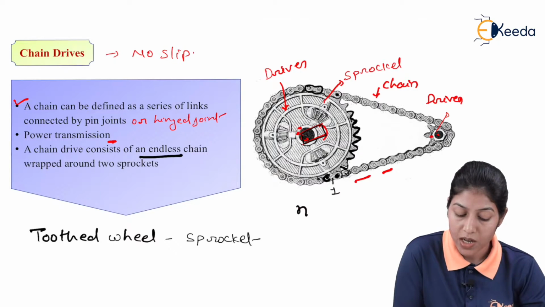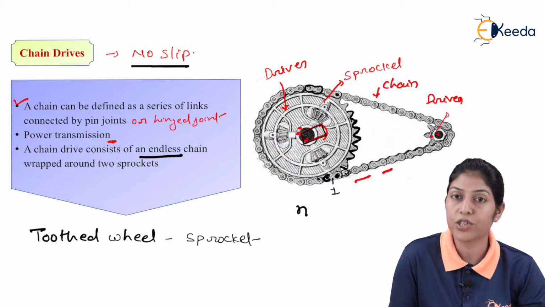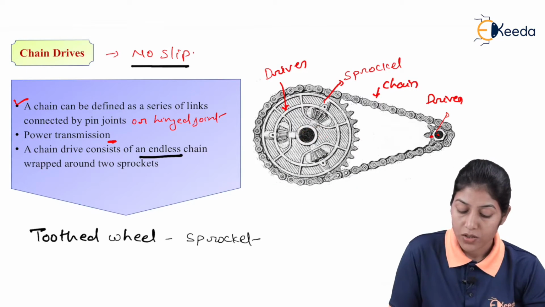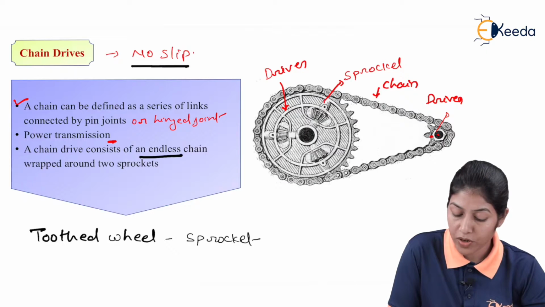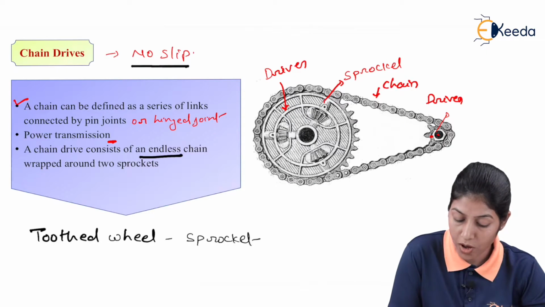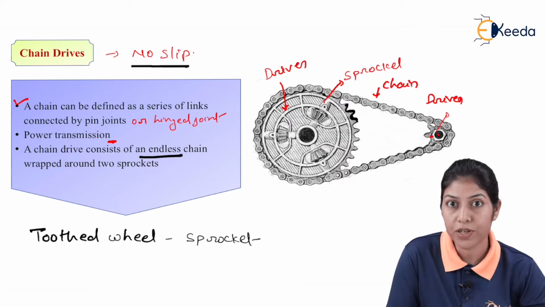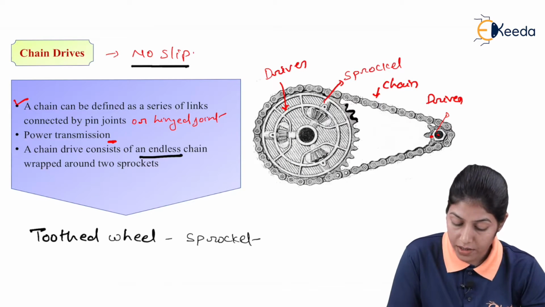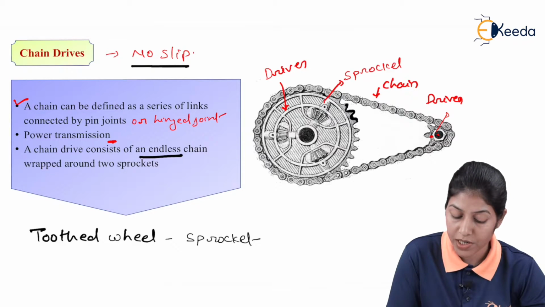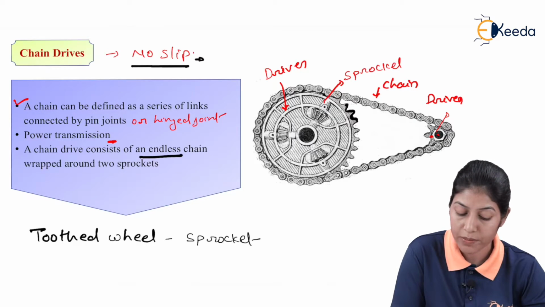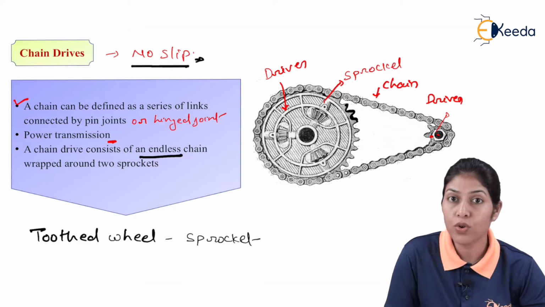In that condition, we consider a no slip condition for the chain drive. Because of this particular grip, there is a firm grip between the links of the chain and the teeth of the sprocket. So it is providing proper frictional grip, and this proper frictional grip represents the no slip condition. So this chain drive is useful where we want a no slip condition during power transmission.